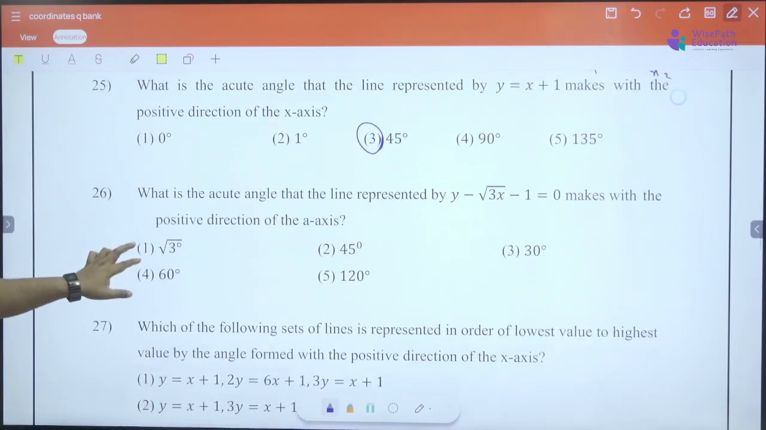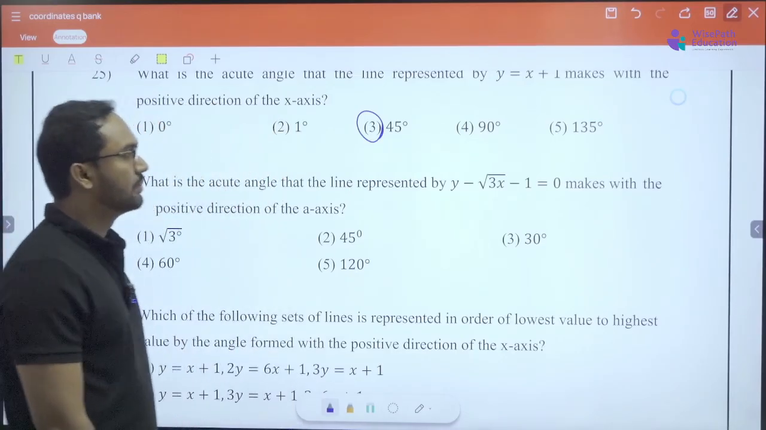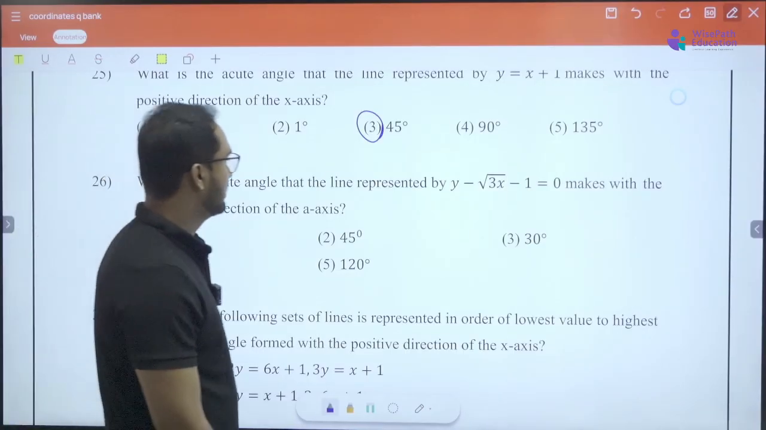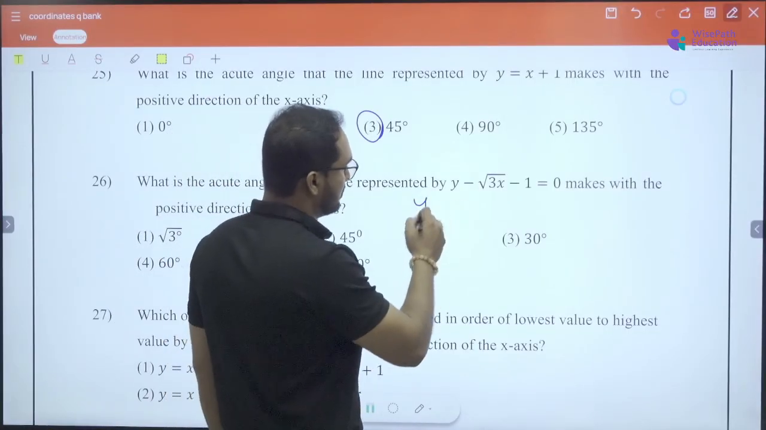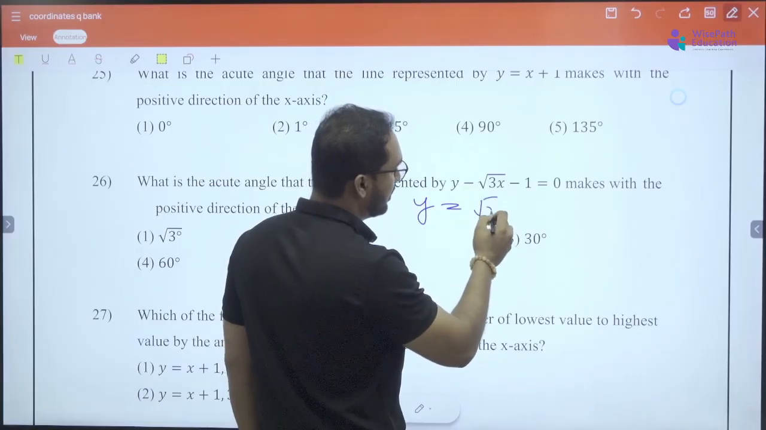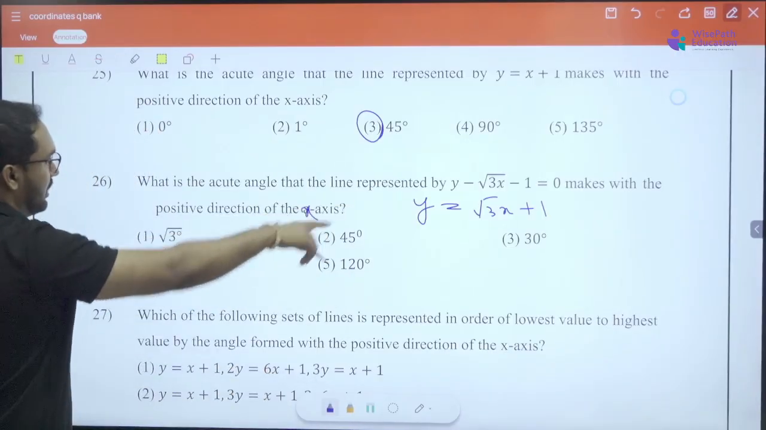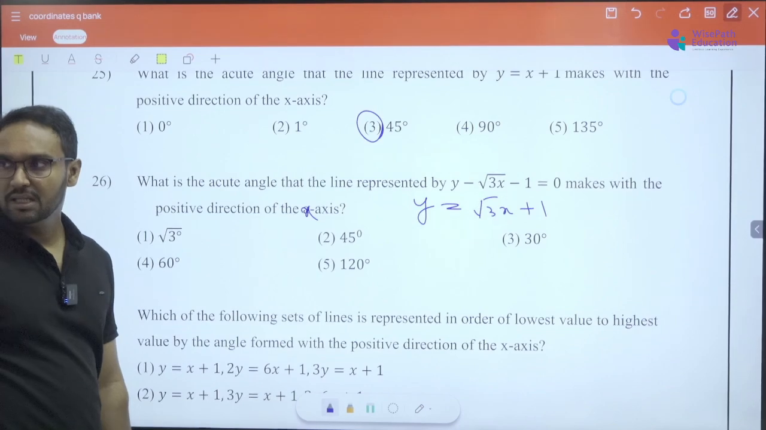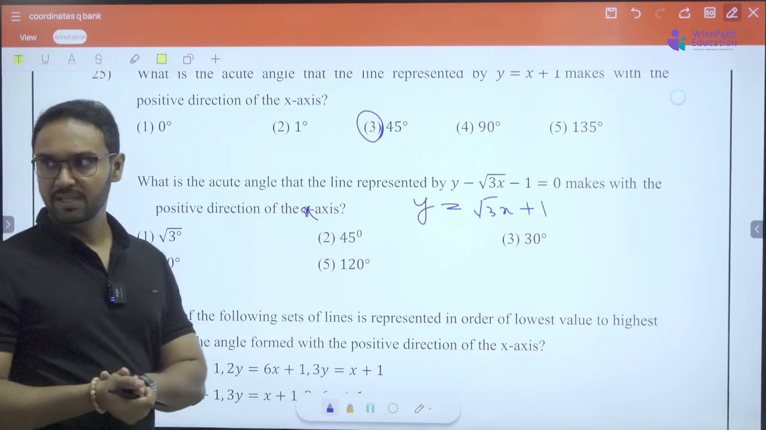Right, 26. What is the acute angle that the line represented by y minus root 3 x minus 1 equals 0 makes with the positive direction of the x-axis? So you have to convert this into the original format. That gives y equals root 3 x plus 1, right? So the gradient is root 3. So tan theta is equal to root 3, and tan theta is equal to root 3 when the angle is how much? Tan 60.